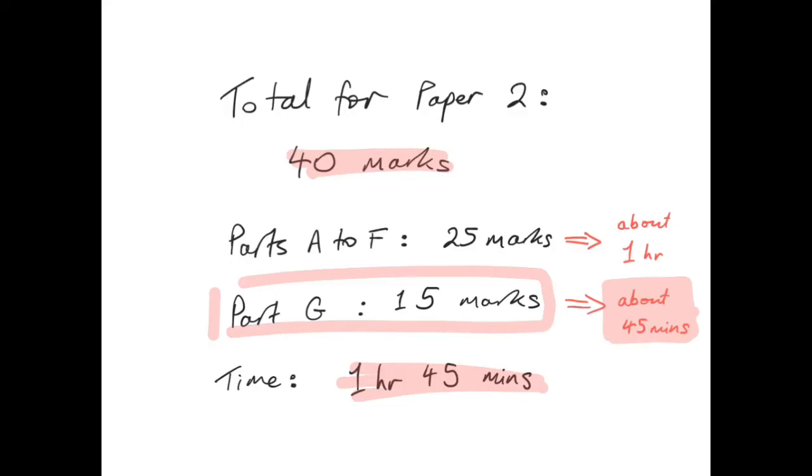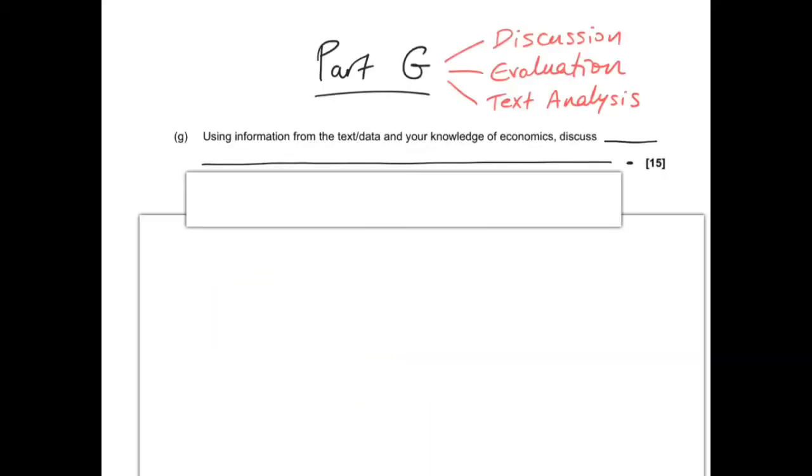So let's see, what are you required to do in Part G? Part G is basically a discussion, evaluation, and text analysis essay. You are discussing and evaluating using the text, and you're also analyzing evidence from the text. It usually starts with the same statement. It says, using information from the text data and your knowledge of economics, discuss so and so, and as I said, it's worth 15 marks.